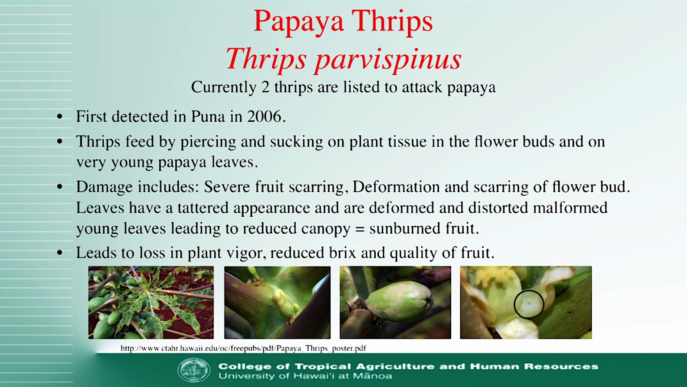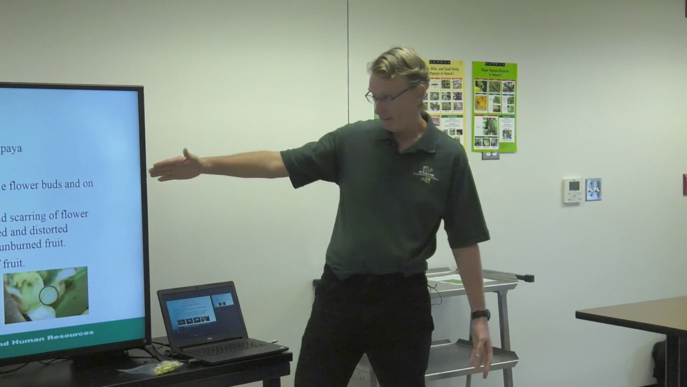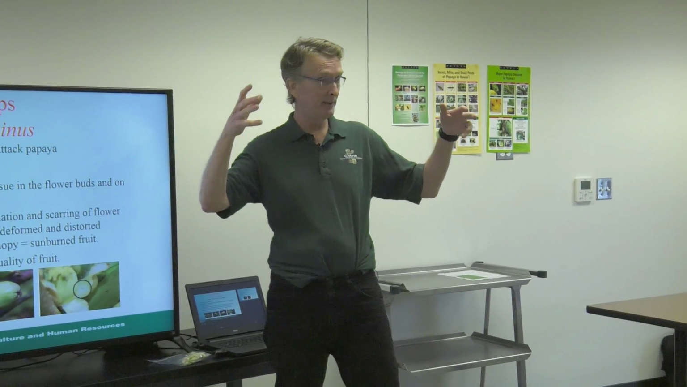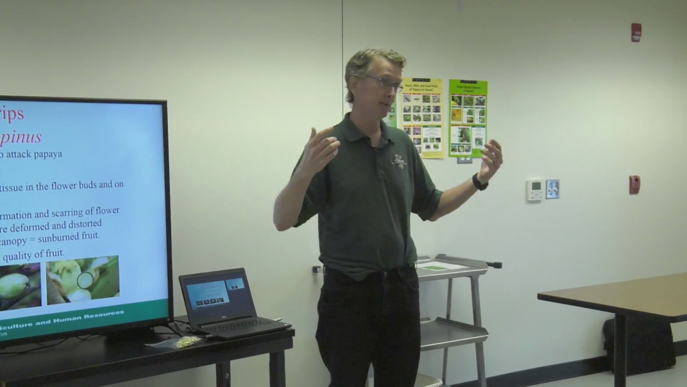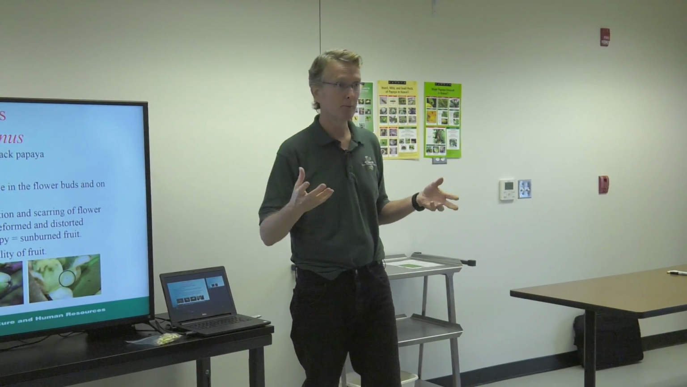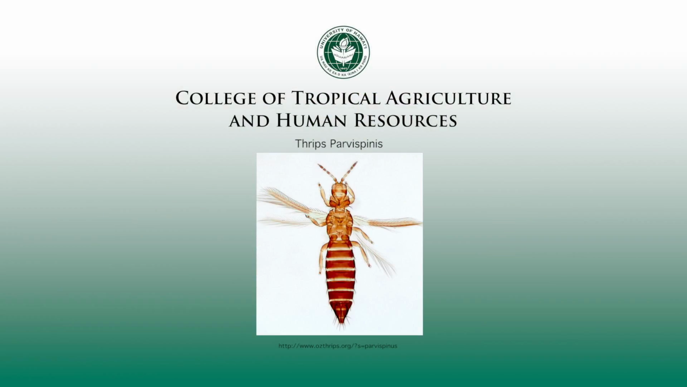Okay, so it was first detected in '06. Two thrips on papaya. Sorry, I got ahead of myself with the picture. I was so excited. But you can see that they do cause quite a bit of damage. And whenever you have a reduction in the canopy, you get a reduction in photosynthesis, so the fruit's sweetness, or the brix, is reduced. So thrips actually have a rasping mouth part.